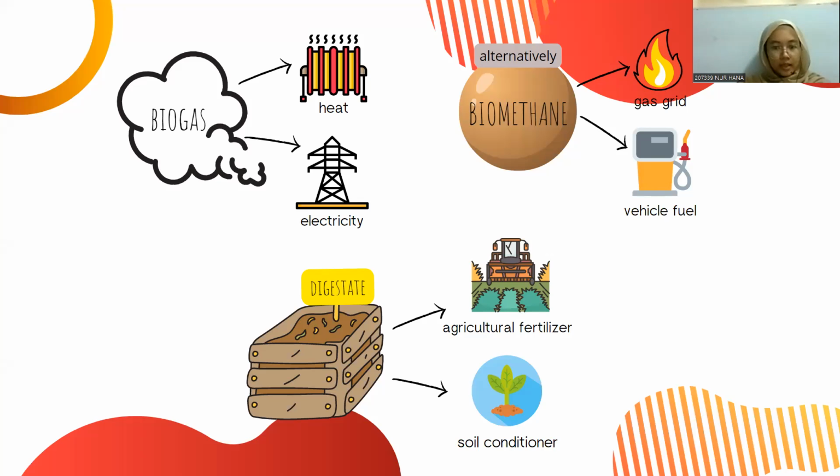Alternatively, biomethane can be produced by removing the carbon dioxide from the biogas. The biomethane has many valuable uses. It can be injected into the gas grid as renewable replacement for natural gas, or it can be used as vehicle fuel. Digestate is a nutrient-rich substance, contains high amounts of nitrogen and phosphate that has value as an agricultural fertilizer or soil conditioner.